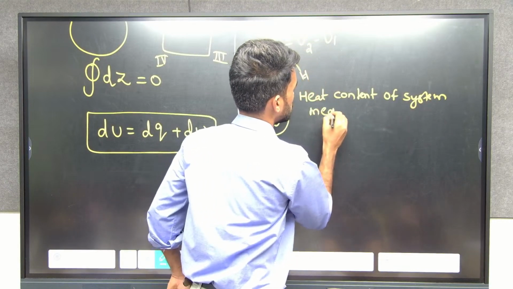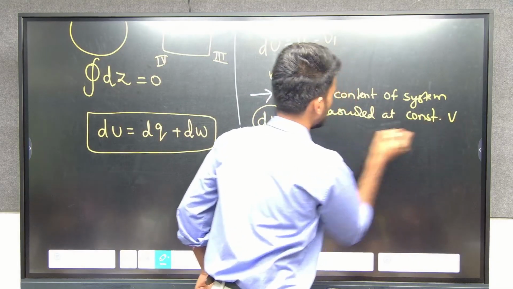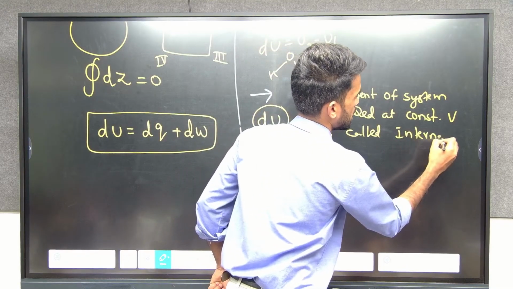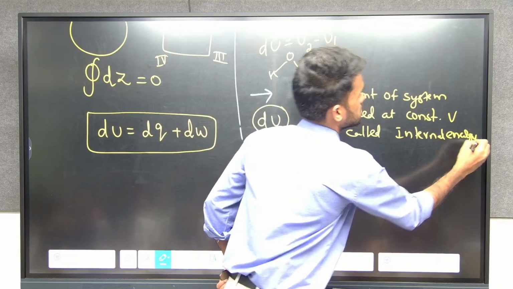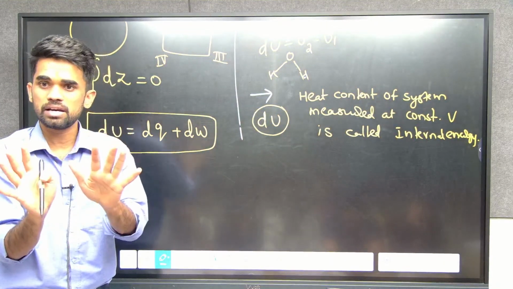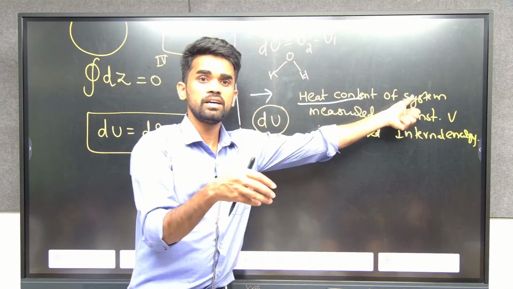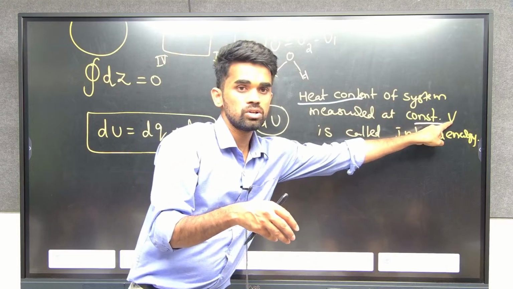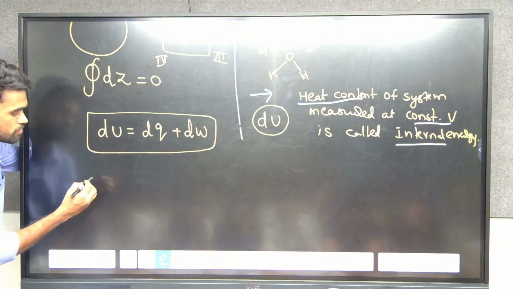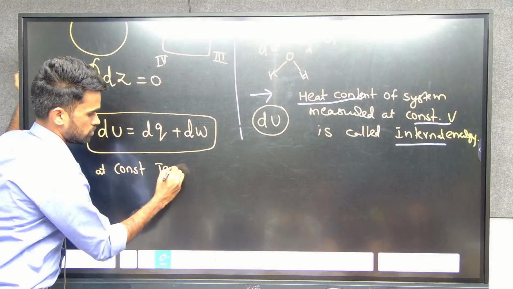measured at constant volume is called internal energy. See, what I told you: the sum of all types of possible energies associated with the system is called internal energy. That possible energy is nothing but the heat content of the system measured at a constant volume, which is called energy. Okay, so here you can see at a constant temperature. What is constant here?